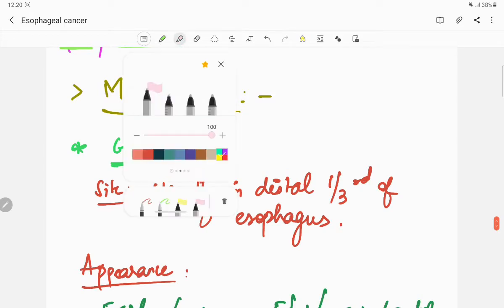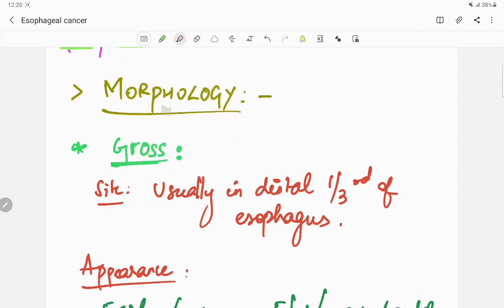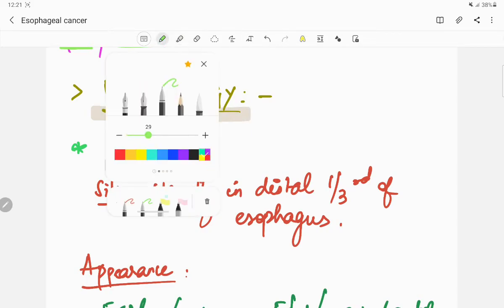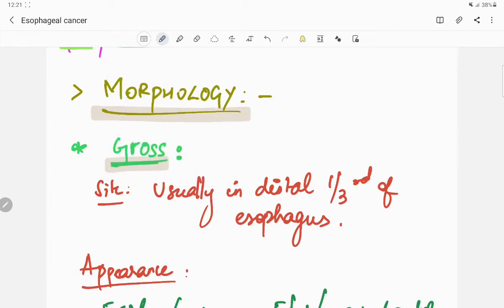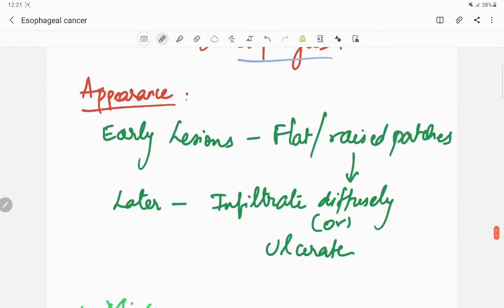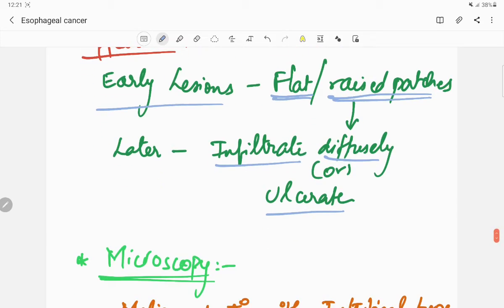Next, the morphology. First is gross. Site involved. Usually, it involves the distal one-third of the esophagus. And appearance. The early lesions appear flat or raised patches. Later, they become infiltrative, diffusely, or ulcerate. So, initially, they are flat or raised patches, which then infiltrate diffusely, or they may even ulcerate.